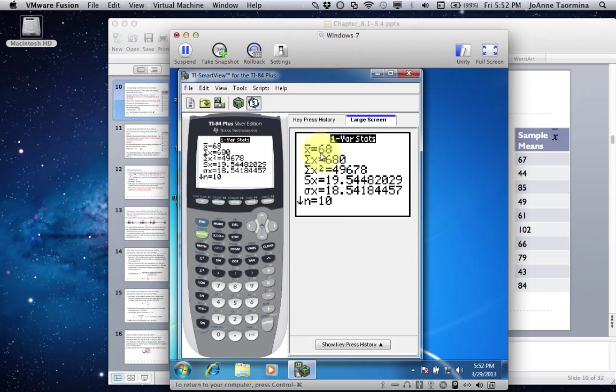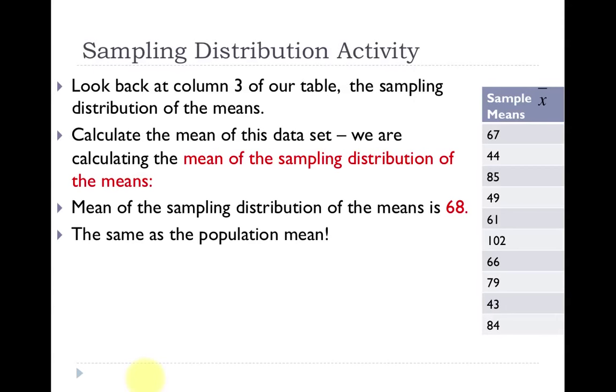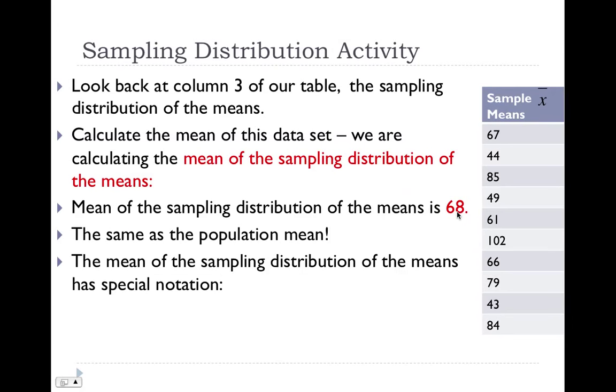Now that 68 should be familiar because it is the same value as the population mean. It's still 68, which is the same as the population mean. That isn't coincidence. That's always going to happen. If you take all the possible samples of a particular size, in this case size 2, and you find the sample means, and then you find the mean of those sample means, you get the same value as the mean of the population. Every time, this will always be the case.